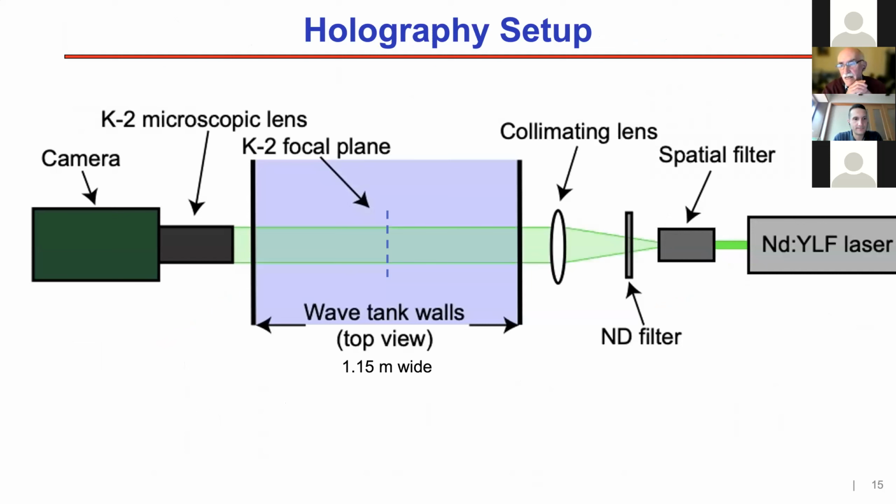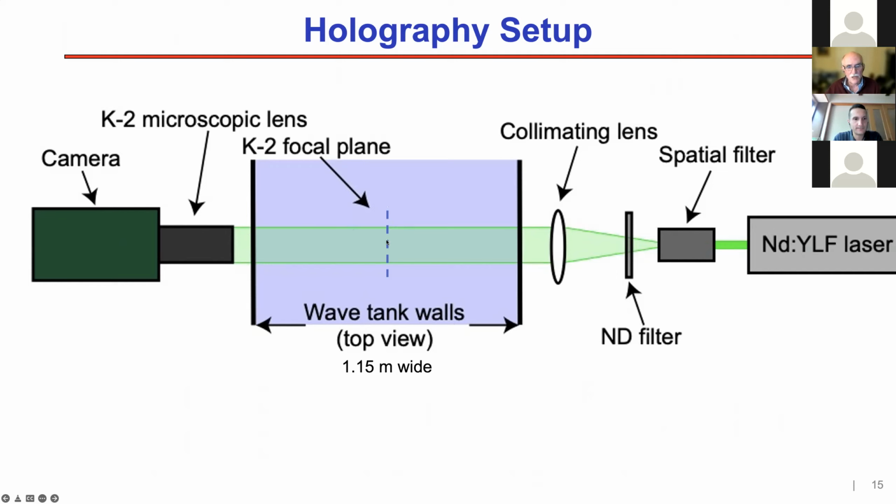Okay, so then we move on to the droplet measurements. Just want to check my time. I see I've gone kind of slowly here, I'm sorry. So this is a setup for the holographic system. There's a laser over here on the right. It goes through a spatial filter, which makes the beam intensity uniform across the profile, and then through a filter to cut down the power, through a collimating lens, and then it shoots across the tank, which is 1.15 meters wide, into the lens of a camera with a long distance microscope lens on it.